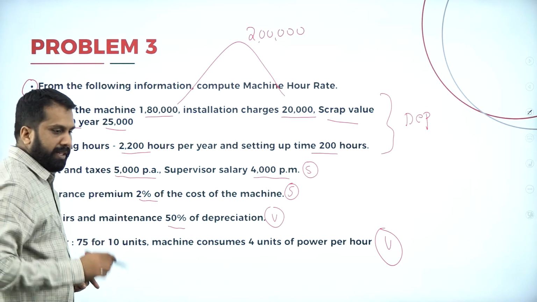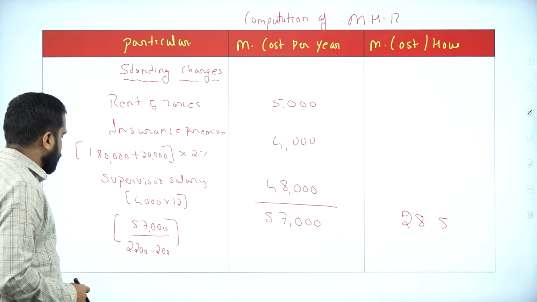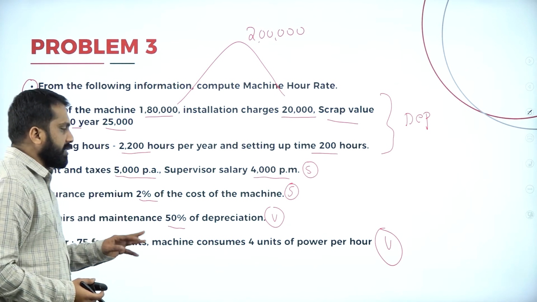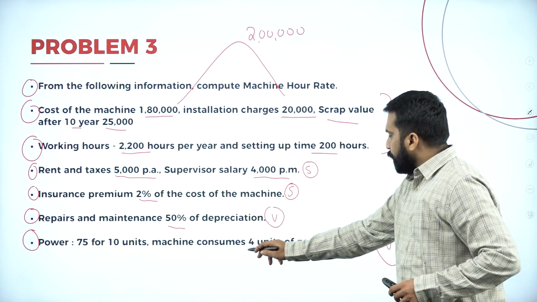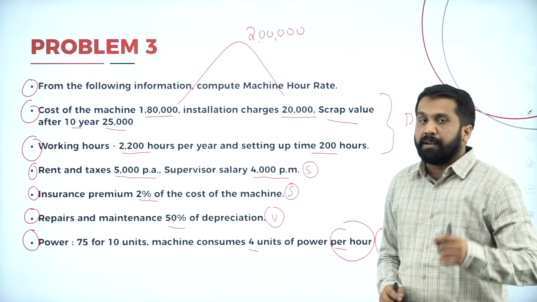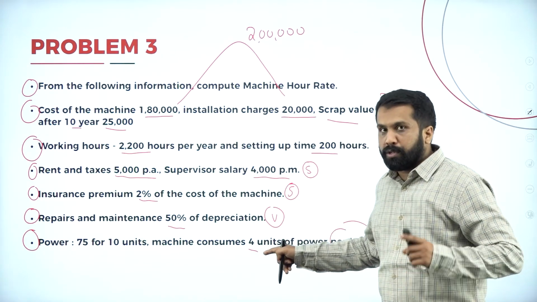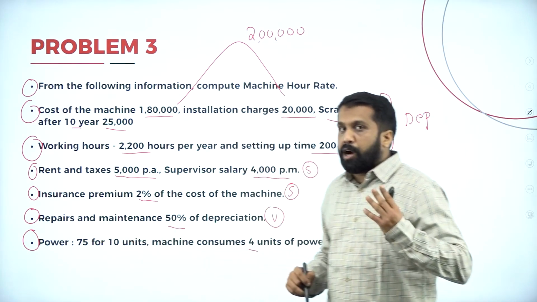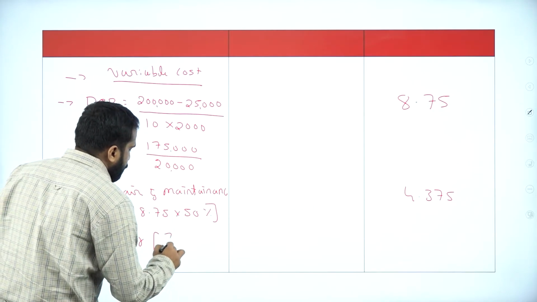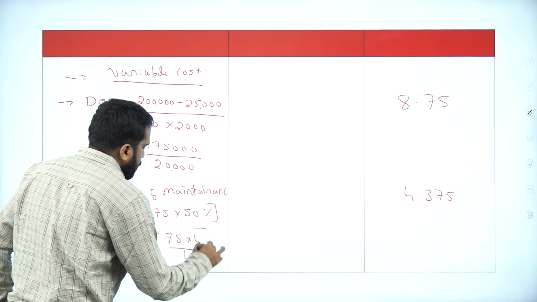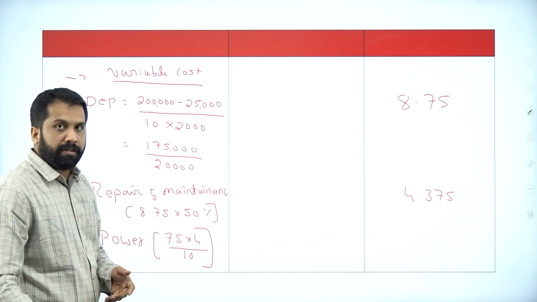Power charges. We'll calculate now. How to calculate? 75 for 10 units. We don't want per unit, we want per hour. The machine consumes 4 units of power per hour. So 75 for 10 means how much for 4 units? Easy calculation. 75 multiplied with 4 divided by 10. I got 30. Hope you got it.